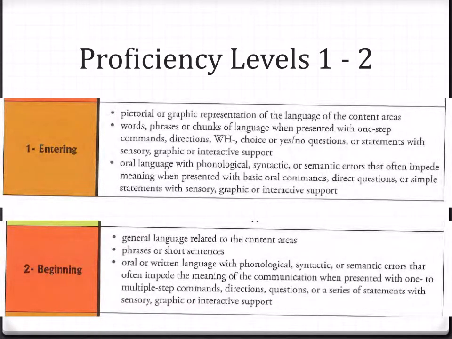A student with a proficiency level 2 will be able to use and understand general language related to the content areas. They will be able to produce phrases or short sentences, and they will be able to produce oral or written language with phonological, syntactic, or semantic errors that often impede the meaning of the communication when presented with one to multi-step commands, directions, questions, or a series of statements with sensory, graphic, or interactive support.